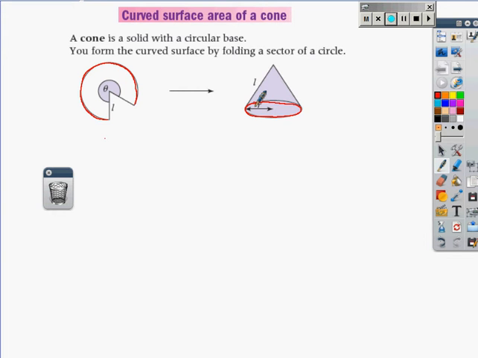Now we should know from earlier on, or looking at the other chapter, that our arc length is theta divided by 360 times the circumference of the whole circle, which is 2 times pi times r, but notice r here is equal to L. Now we should all notice that L becomes the diagonal, the slanted part of our cone. But let's finish that off in a second, because now we know that the arc length with a radius of L is equal to the circumference of this circle with a radius of r.